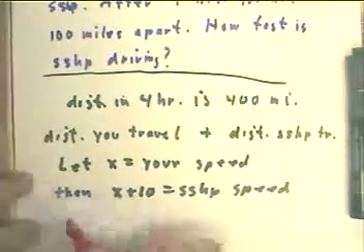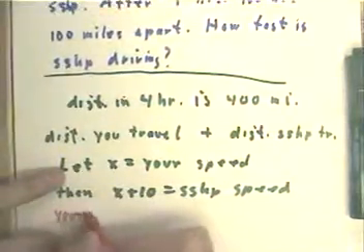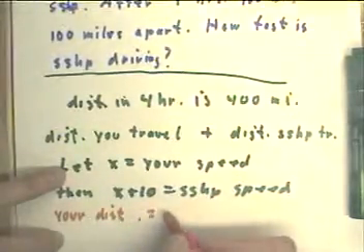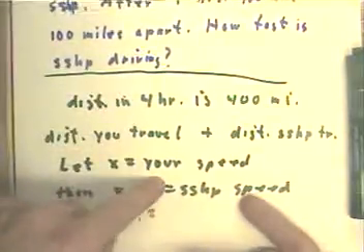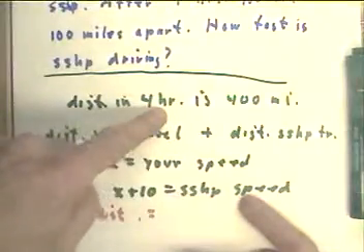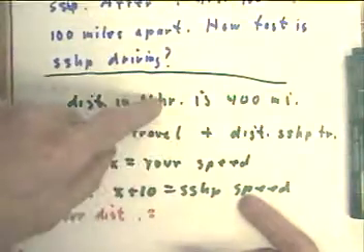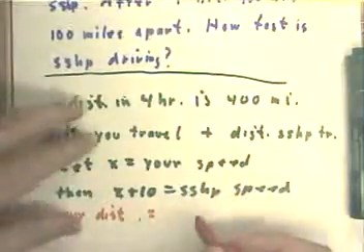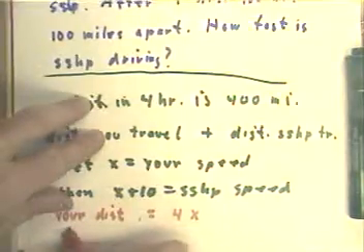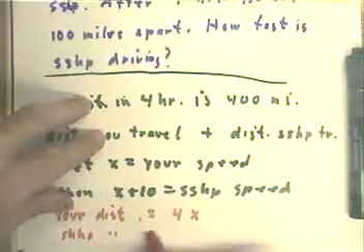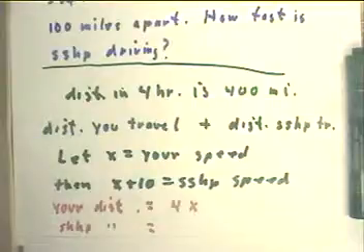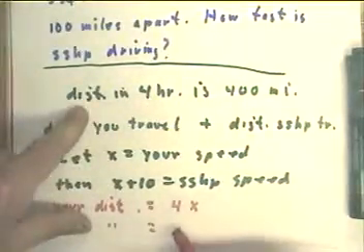Okay? Well, it's going to be 4 hours times your speed in miles an hour, right? If you're going 40 miles an hour, you multiply that by 4 hours and you get 160 miles. Whatever your speed is, you multiply it by 4 hours to see how far you went. So your distance is 4x, and the other distance is what? Think of it yourself, okay? Well, it's going to be 4 times x plus 10.